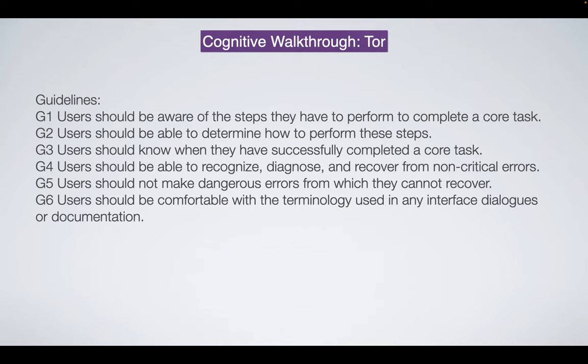Users should be comfortable with the terminology used in any interface dialogues or documentation. So this basically means if you go looking for help or if the user, like say you're going through the menu options, there's words that are used to describe things. There's icons that are used to describe things. The software may tell you something. It might display an error message. It's going to tell you something about the error message. So in all of those things, if it's targeted at everyday users, okay? So it shouldn't have a lot of jargon. It shouldn't be talking about encryptions and nodes and things like that. It should be written in a way that a normal human could understand it. Okay? So not a lot of jargon and things like that.